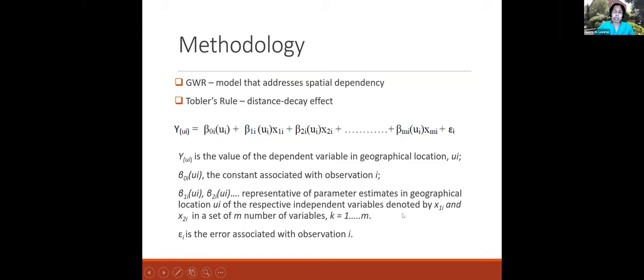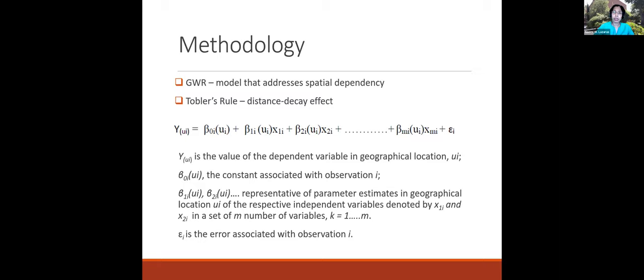The methodology that is being used here is a geographically weighted regression model, which is a model that addresses spatial dependency and is rooted in Tobler's first law of geography that talks about the distance decay effect. It states that near features are more influential and related to each other than features that are distant.